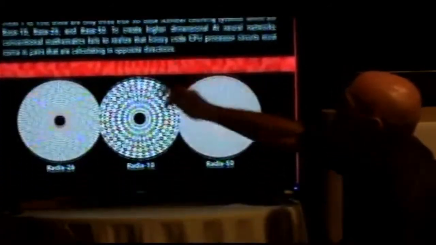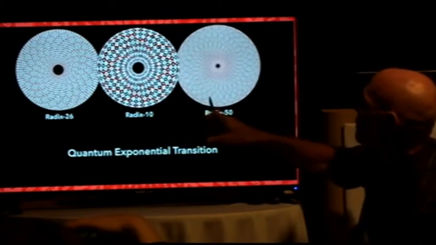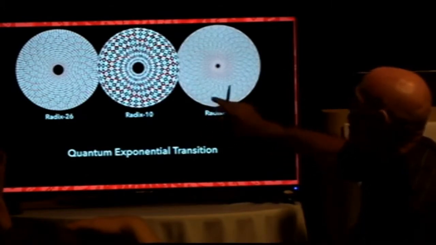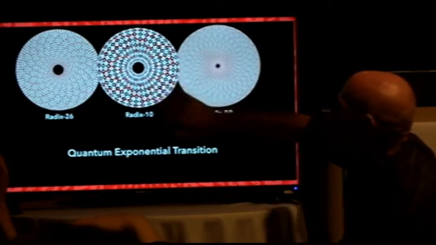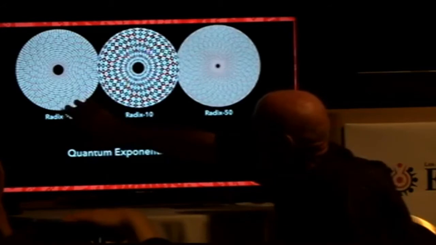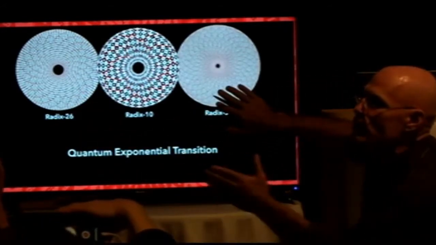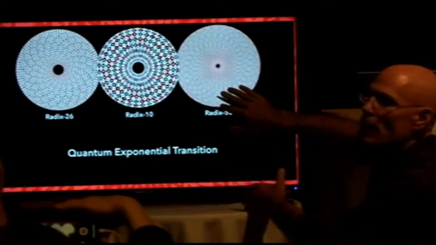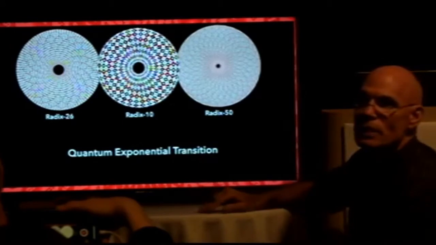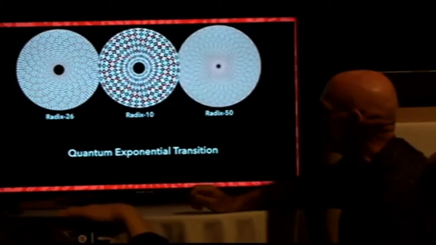Radix 26, radix 10, radix 50. Trust me, there's numbers in there, and it works. And there are now 2 circuits in this torus, 4 circuits in this torus, 6 circuits, they keep increasing 2 pairs every time a prime is squared. There is no base system between these systems, because this is a 3D system. So this is quantum exponential transition.